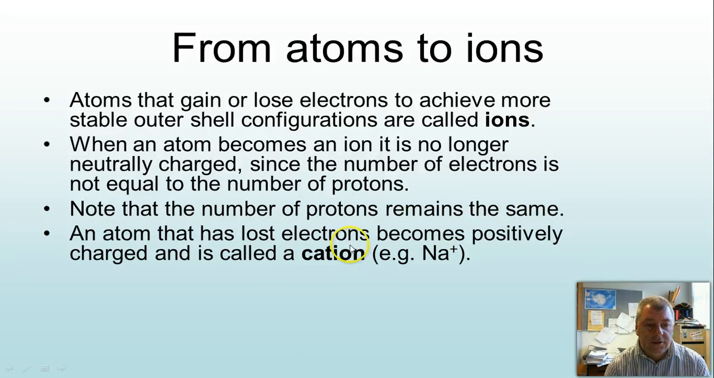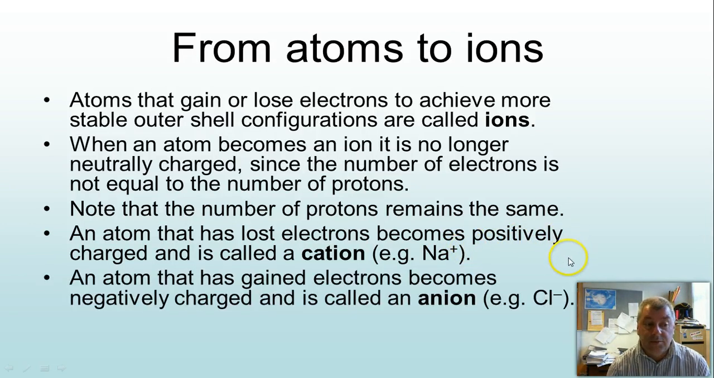Note that the number of protons remains the same. An atom that has lost electrons becomes a cation, is positively charged, and we show this positive charge by a plus sign just there. In this case, the sodium has lost its single electron in the outer shell. It has an excess of protons, so it has a +1 charge. We don't need to write the 1 there because the plus sign indicates that there's a +1 charge. We can write the plus sign and the 1 there if you want to. An atom that gains electrons becomes negatively charged and is an anion, and we show that by an example, chlorine. Minus, could have a -1 there if we like.